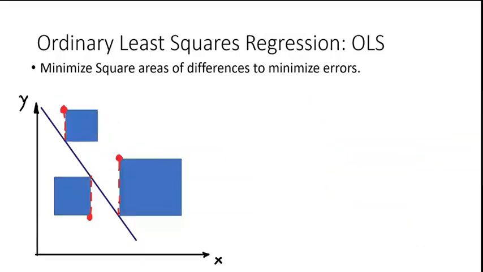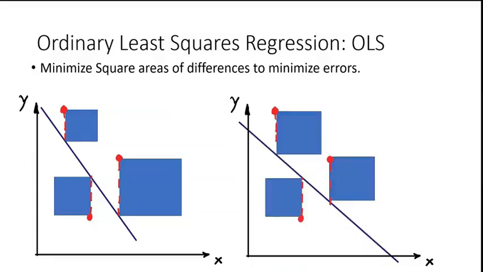So for example, I have this fitting, and suppose I change the line position like this. The points are the same. You can see that the point positions are not changed. They are the same.